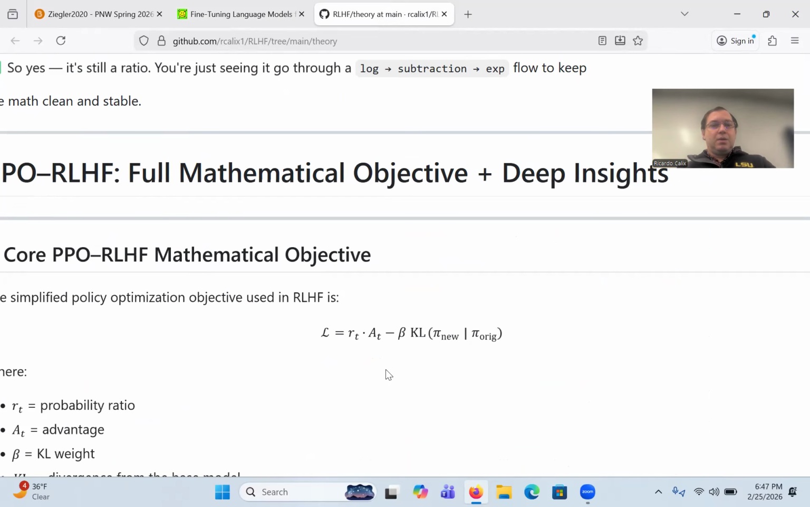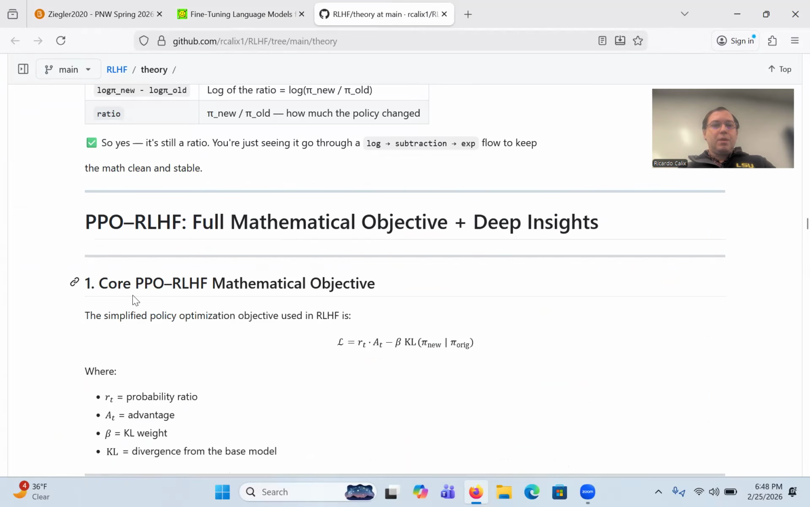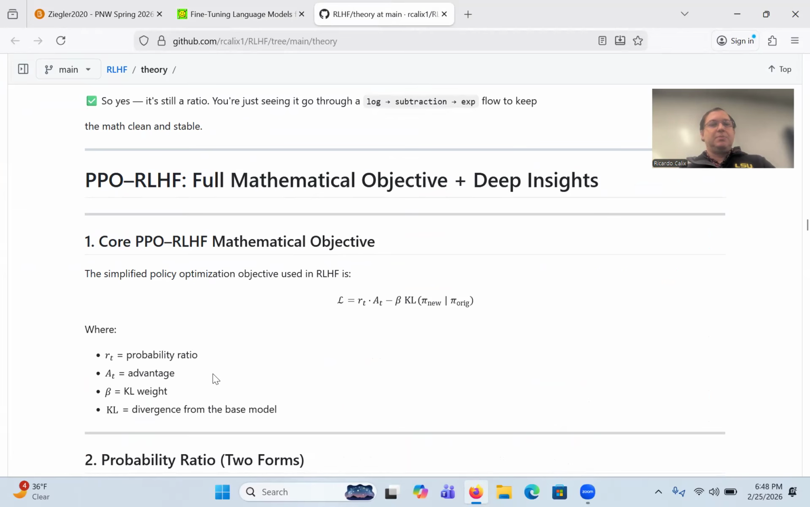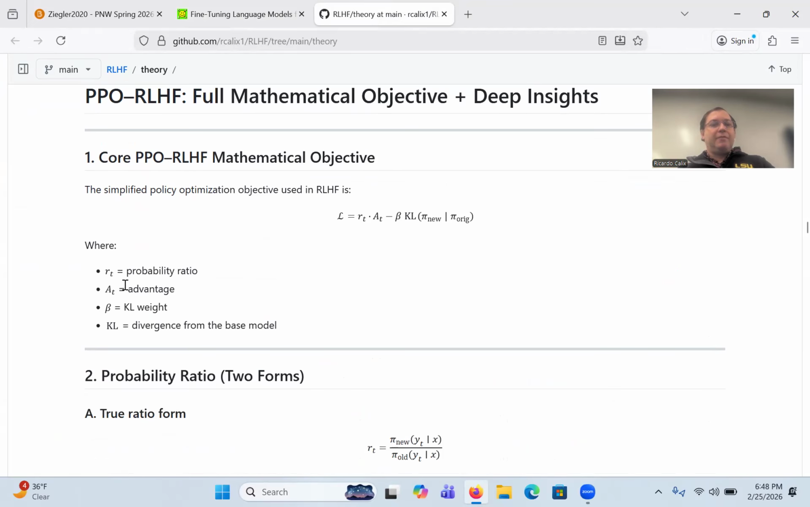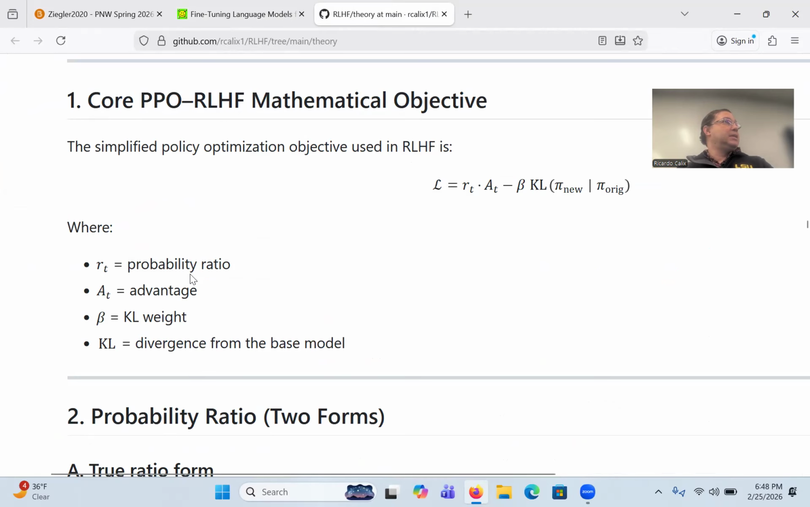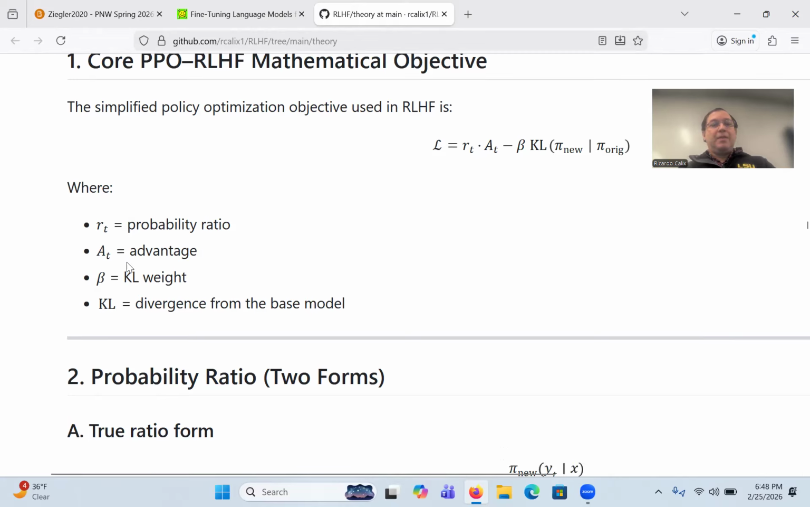Okay, so the core PPO RLHF mathematical objective. This is the simplified policy optimization objective used in RLHF. So we have this probability ratio, right? And this is in terms of that clipping that we were discussing, and we'll come back to. It is multiplied times an A, which is called the advantage. But like I said, if it's confusing, notice there's no reward mentioned here anywhere, right? So that advantage is in fact in terms of the reward, okay?